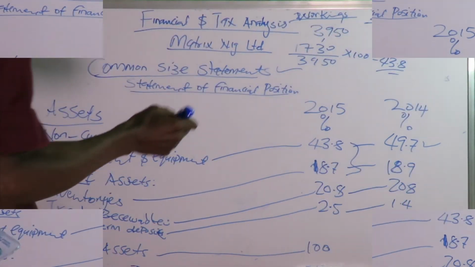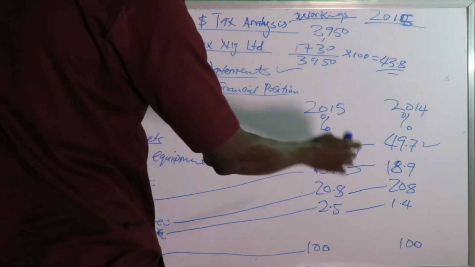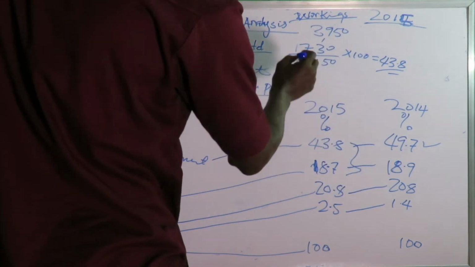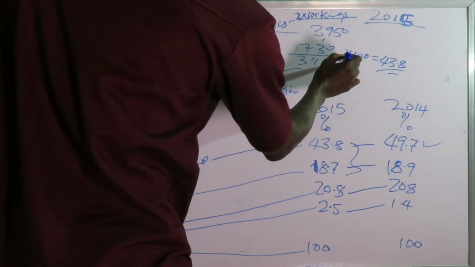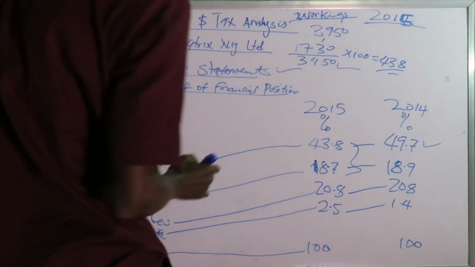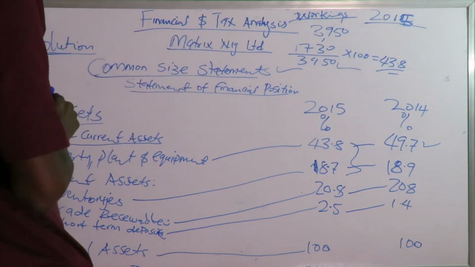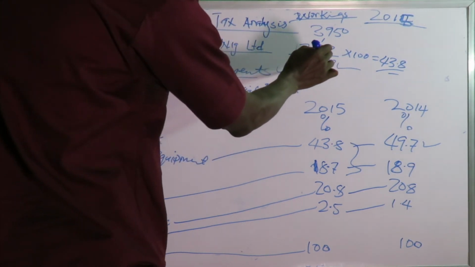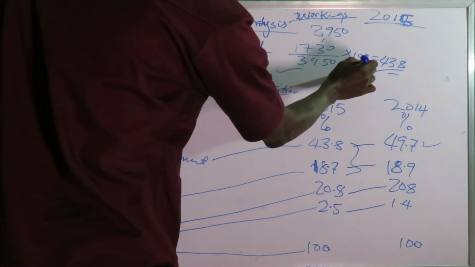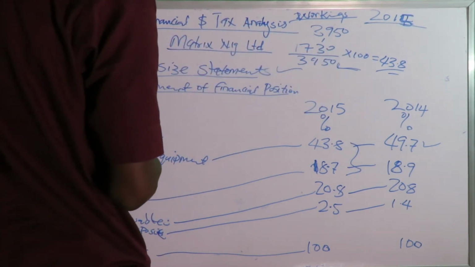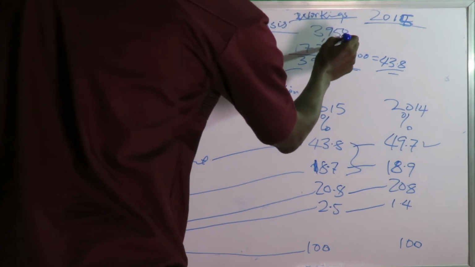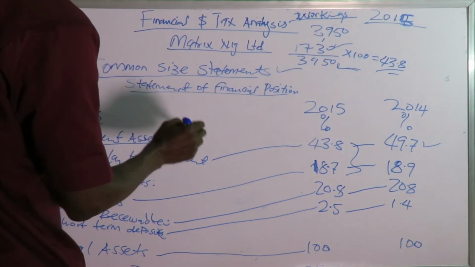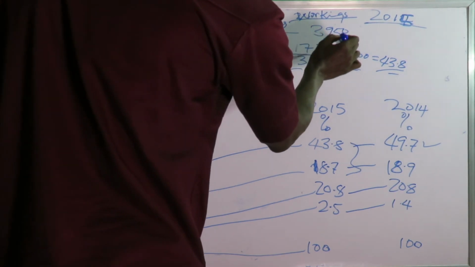Let me explain it so that I work for another one, then we draw the curtain for this video. This is your total assets figure for 2015. Check the question, you will see it; the total is highlighted in bold, so you will know that this is it for 2015. Then this is your property, plant, and equipment figure for 2015.